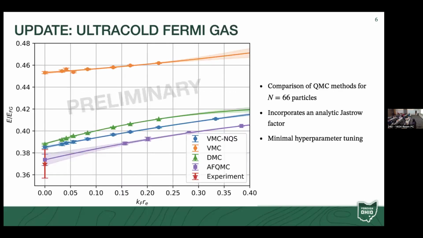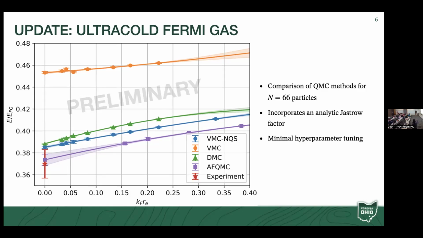So we've done some of these things for gases. I think last year I mentioned in more detail some of our work on ultra-cold gases. Over this last year, we've scaled up our system to 66 particles. And you can see, compared to traditional variational Monte Carlo, we see a huge lowering of the energy. It goes past diffusion Monte Carlo.